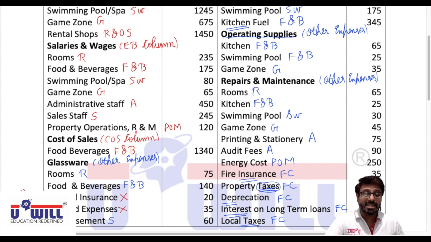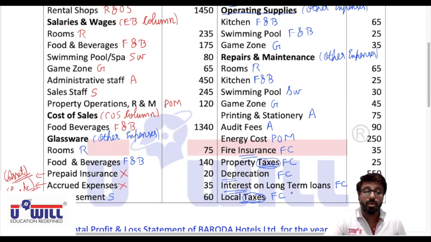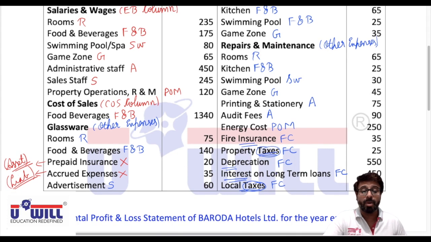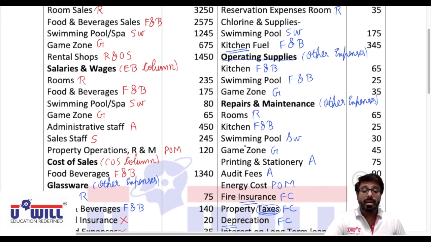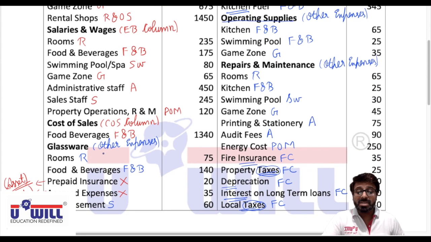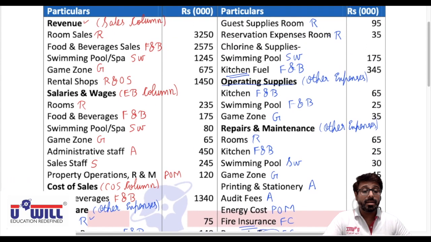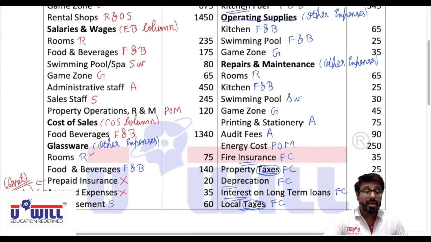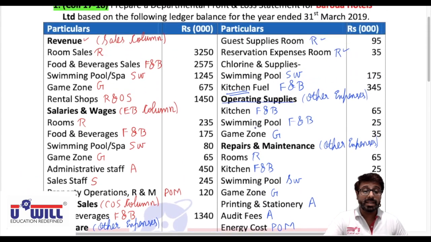Rates and taxes, there are two rates and taxes. But only for two items we won't make a note, we can directly show it in the format. So now check it up. Other expenses we have to make the note. Rooms, how many items do we have? 1, 2, 3. So we will make the notes for rooms, other expenses.